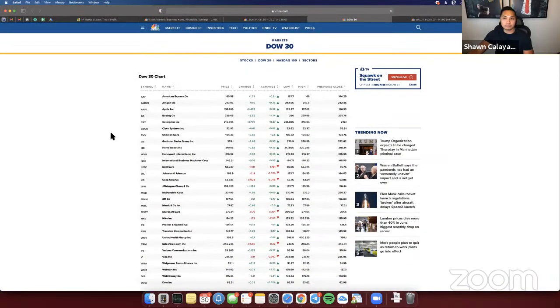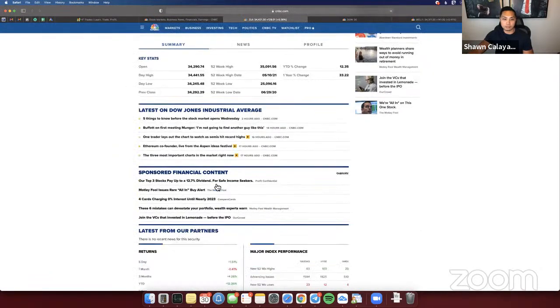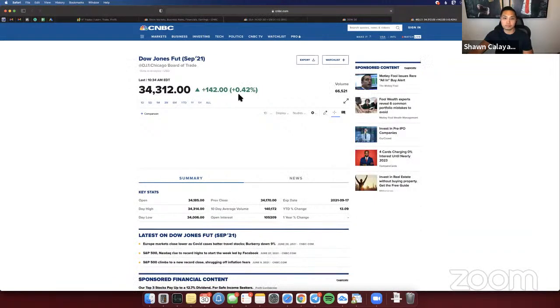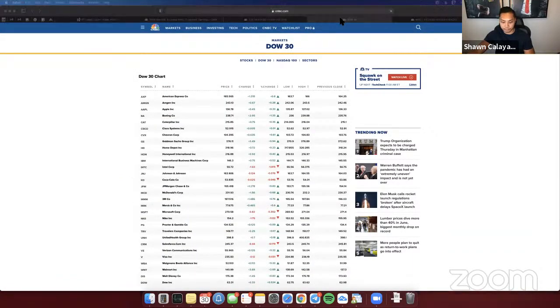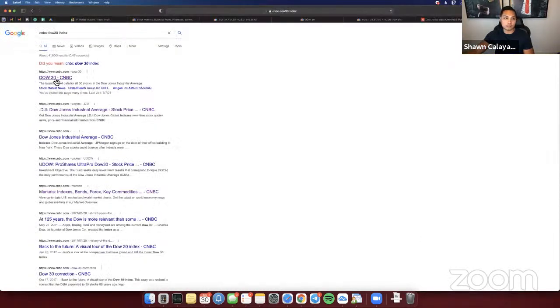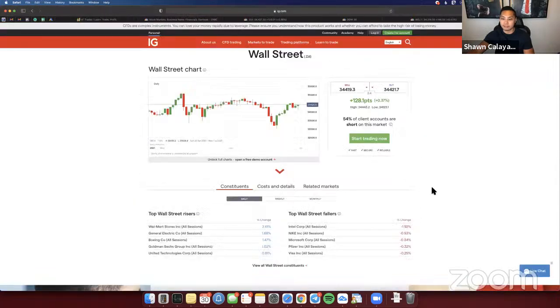That's how you would pull it up. Just pull up the Dow index, and then you can pull up the actual index from here. If you can't find it here, just Google it. I'll just Google it for you. CNBC Dow 30 index. If you Google CNBC Dow 30 index, this will come up right here, Dow 30 CNBC. Click on that, and there goes the index right there. That's how you could find it.